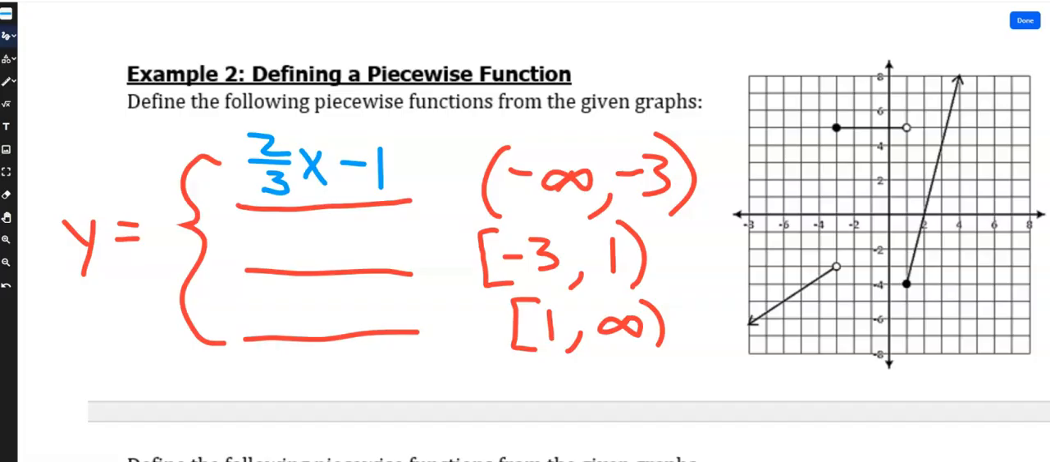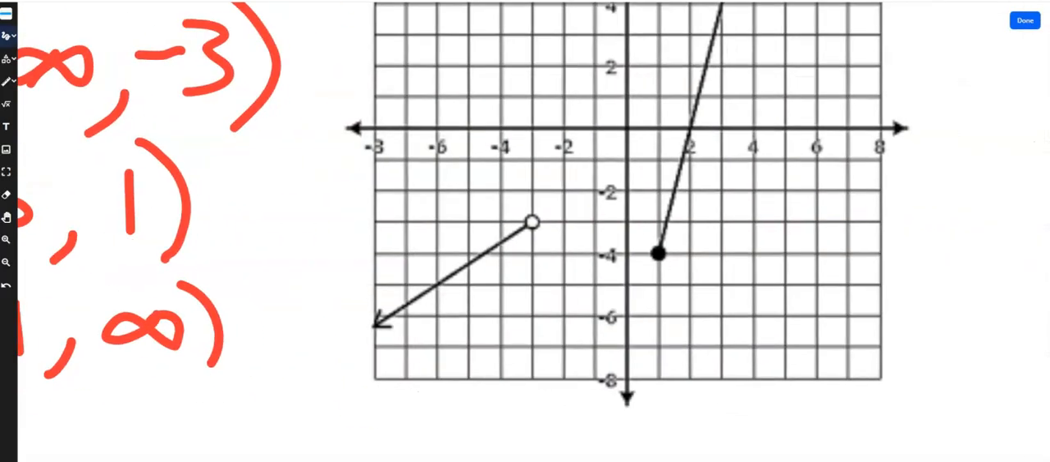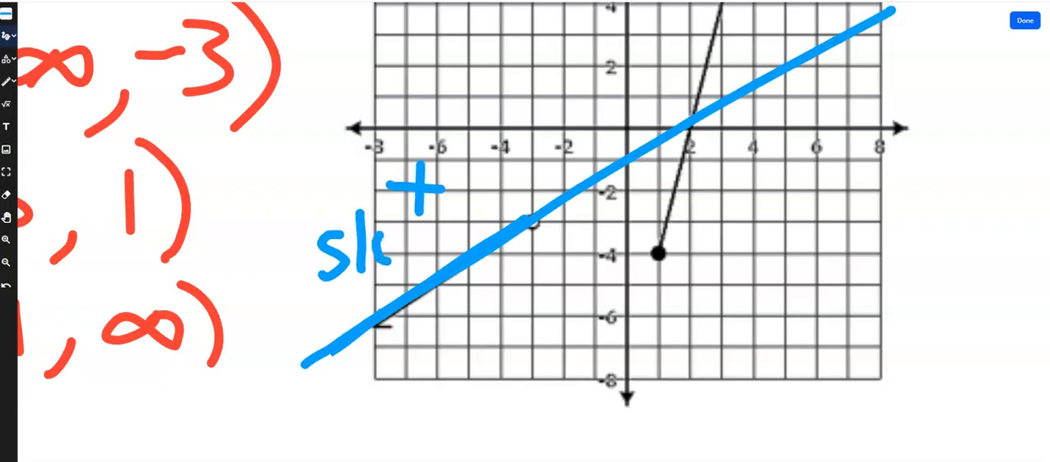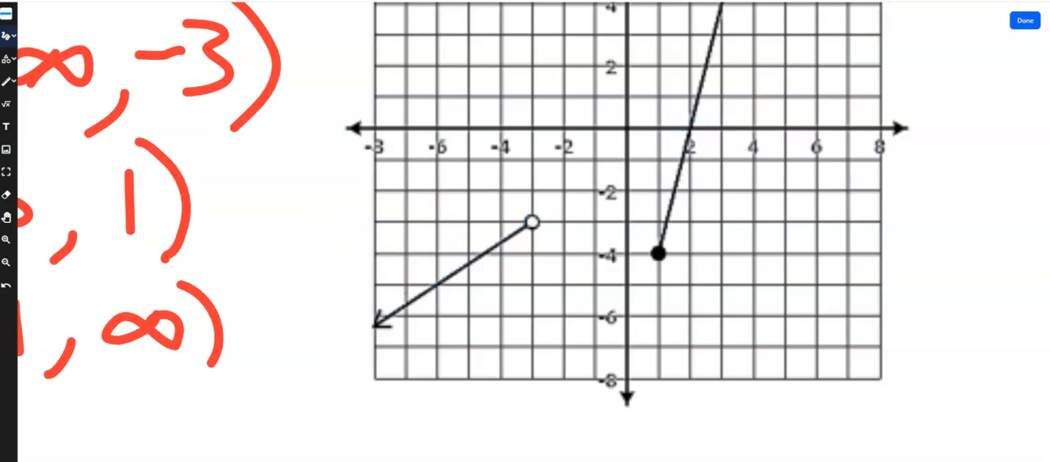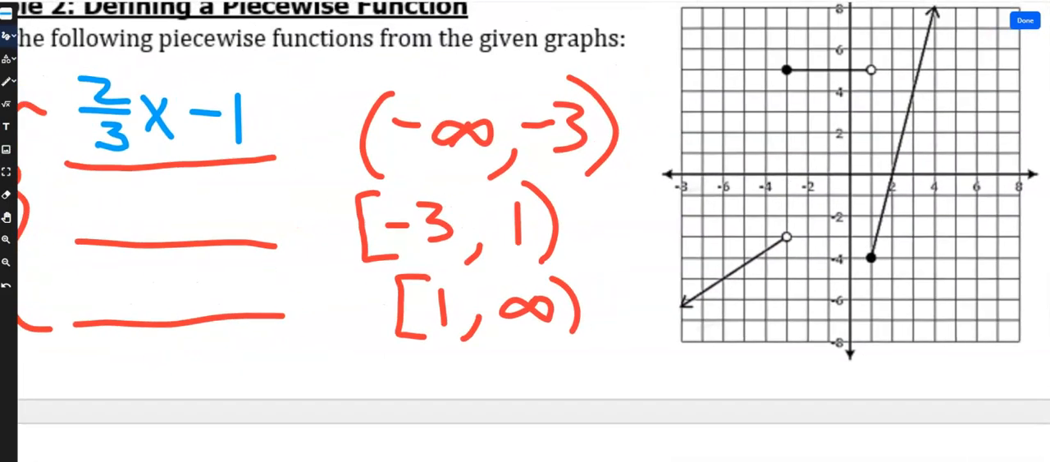Now, keep in mind, lots of kids want to look at this and say, oh, that's got a negative slope. And remember what I talked about at the beginning? If something goes up to the right, it has a positive slope. Just because the arrow goes down to the left does not mean that that line does not have a positive slope. So don't get that in your mind because that is a very common mistake.